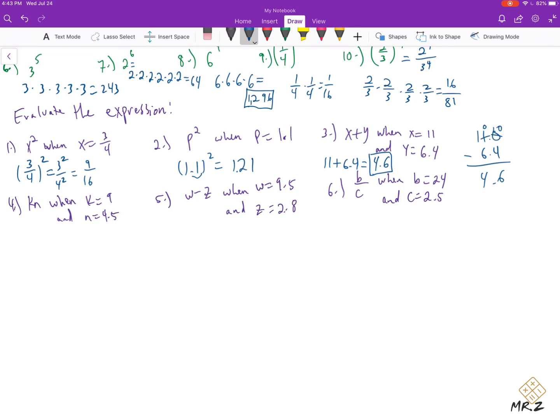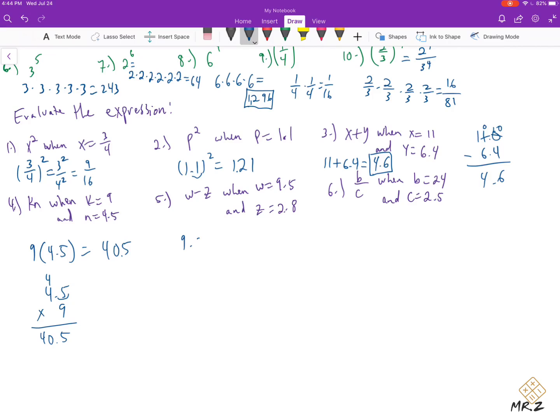kn, that means k times n, when k is 9 and n is 4.5. So 9 times 4.5. Again, you can think of it as 9 times 45, which is 405. If you want me to show you a little step-by-step, 9 times 5 is 45. And 9 times 4 is 36, plus 4 is 40. And then you have the 1 decimal place, right? So 40.5.